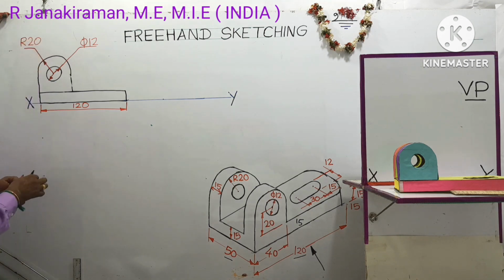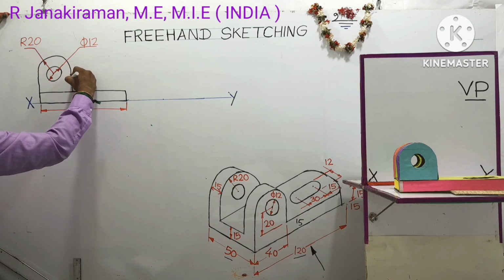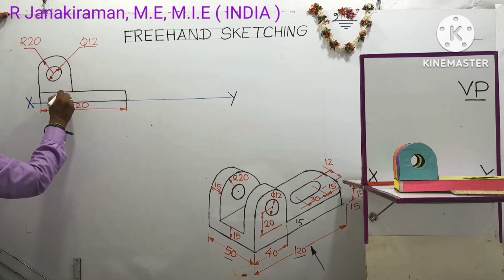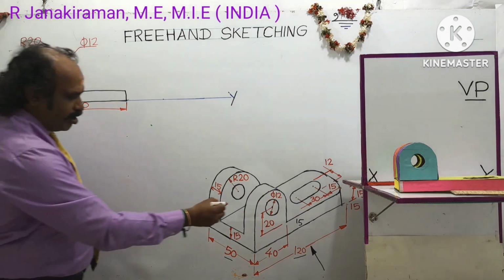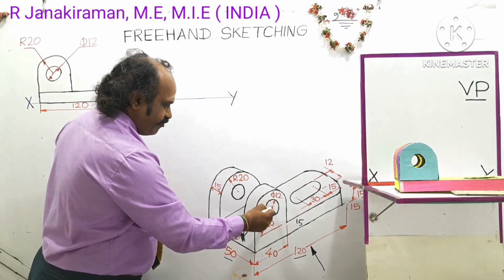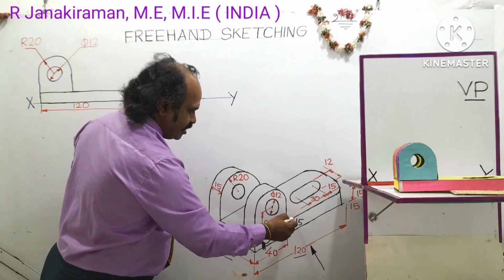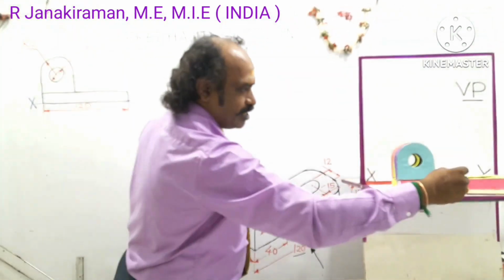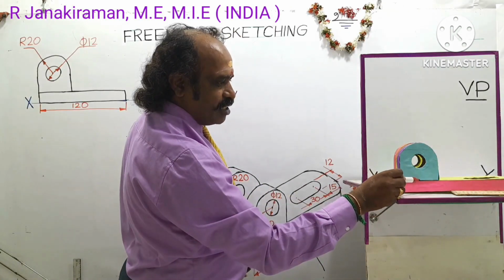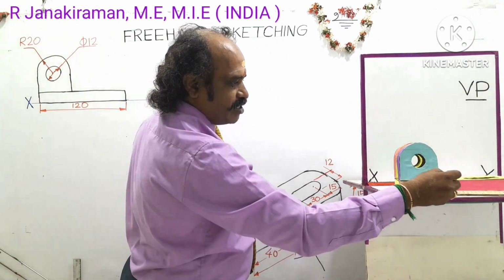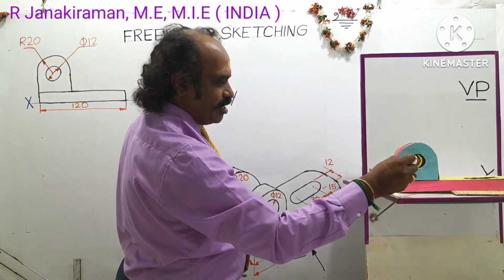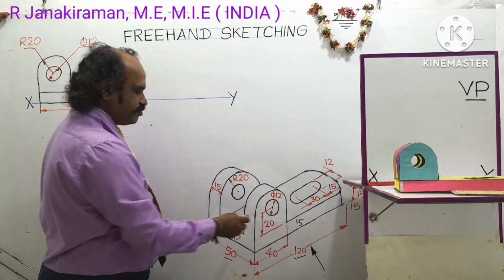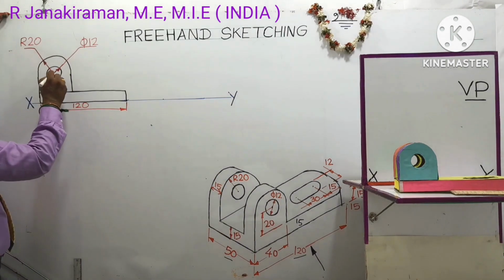So this completes the front view. Another name for front view is elevation. Okay. And next, the center of this smaller circle from the top surface of the base. This is the base. From this top edge of the base to the center of the circle, the distance is 20 mm. So that we dimension this.